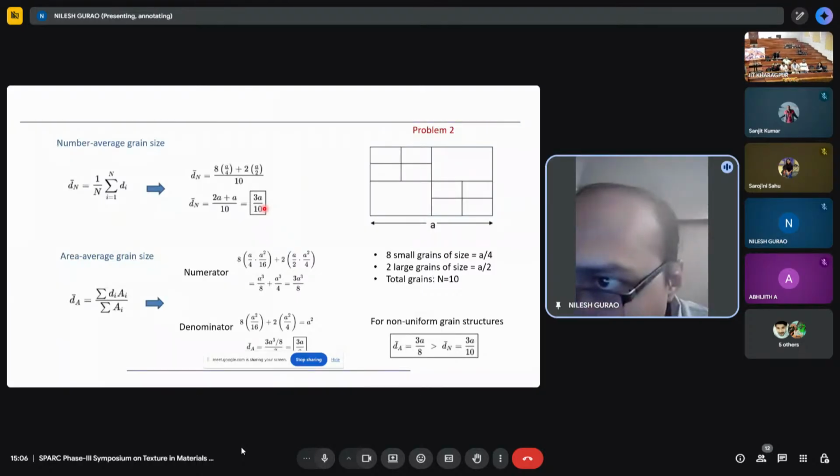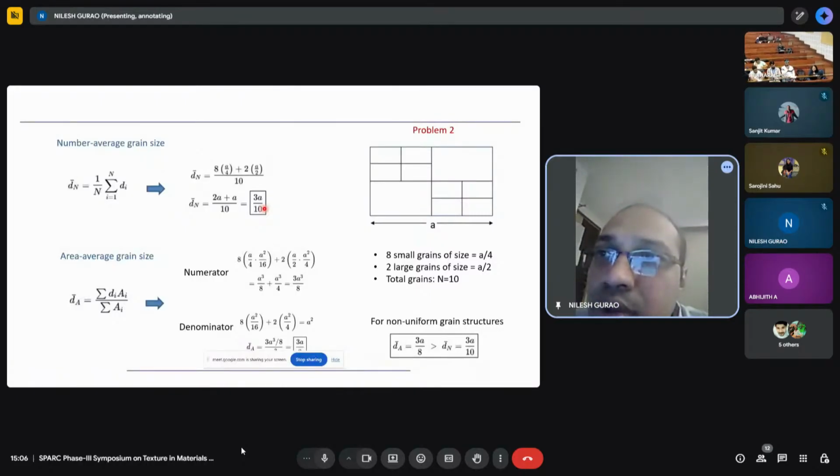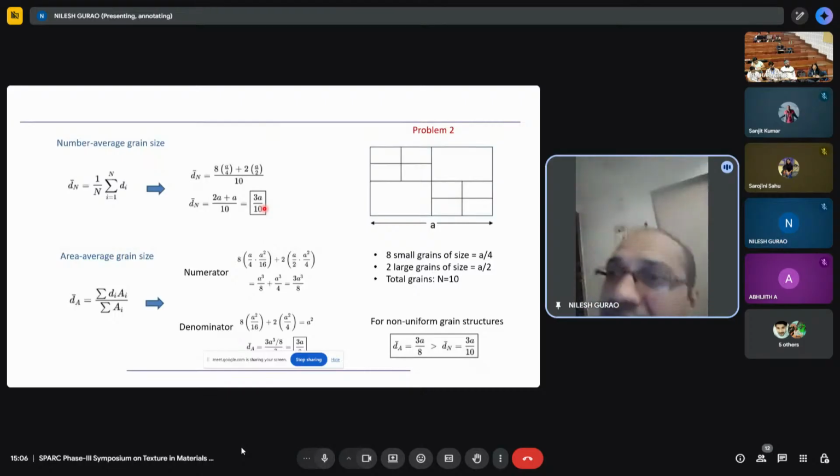These 8 grains, 1, 2, 3, 4, 5, 6, 7, 8. Each grain, if I were to do horizontal or vertical intercept, the size is A by 4. Yes or no? Yes, sir. So now in my microstructure, there are 8 grains which have a size of A by 4.